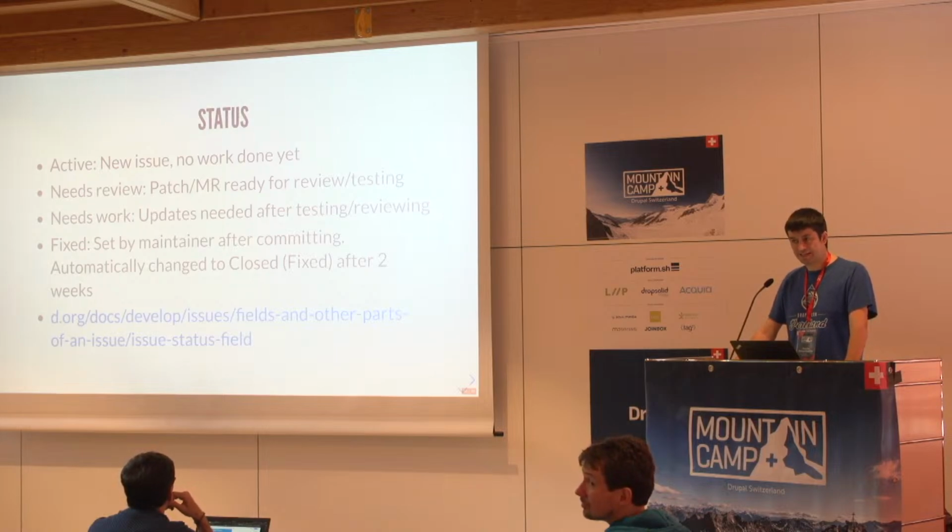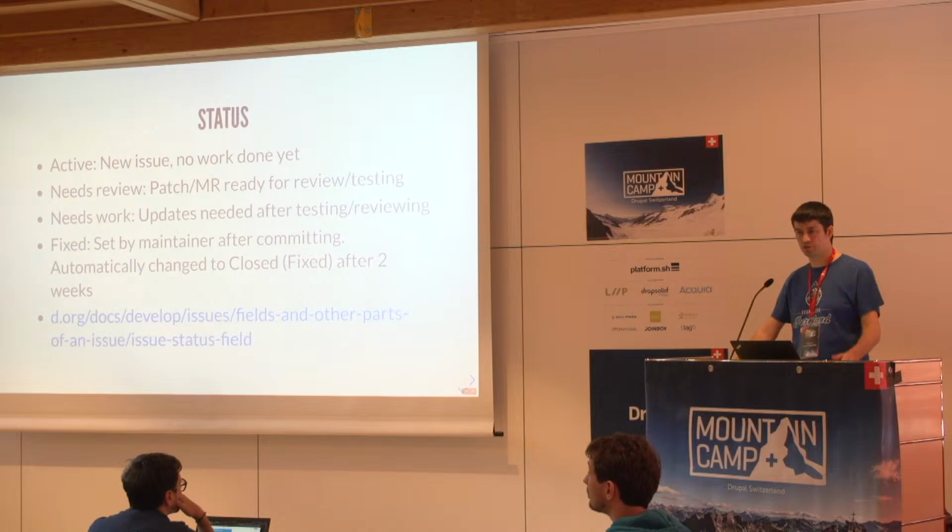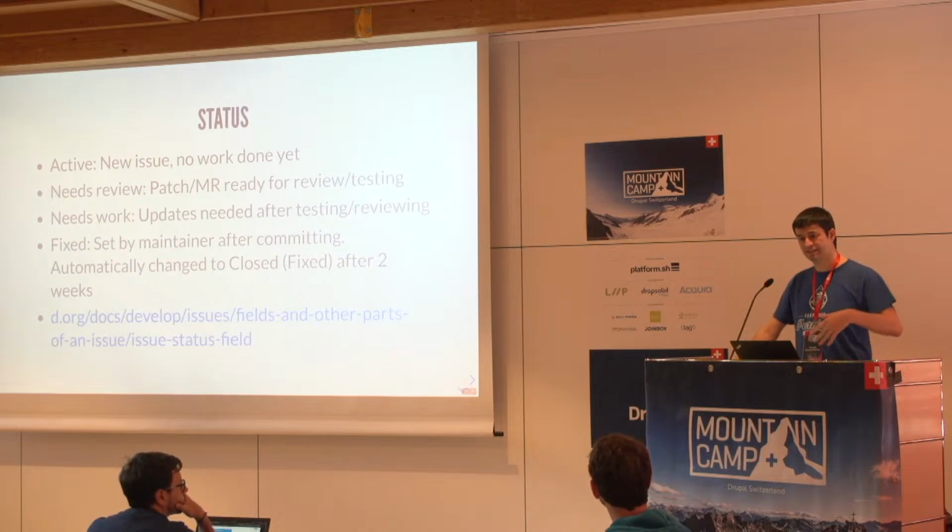And then two weeks later, it's automatically set to closed fixed. The idea is that fixed issues remain visible in the issue queue. So for two weeks, if other users have the same problem, they see it, they don't have to create a duplicate issue, and then it's getting closed. It only really helps if you do releases in a timely manner, but it's something.